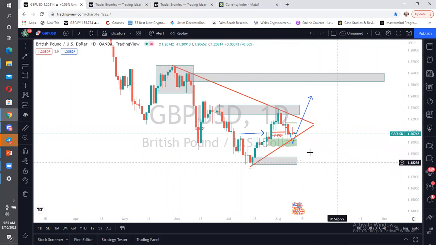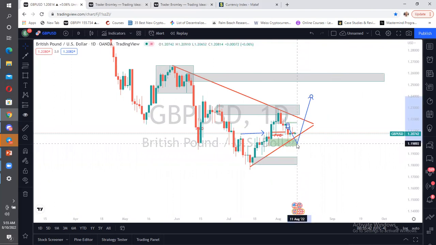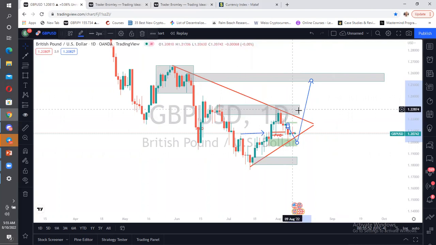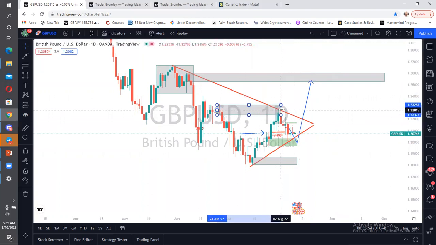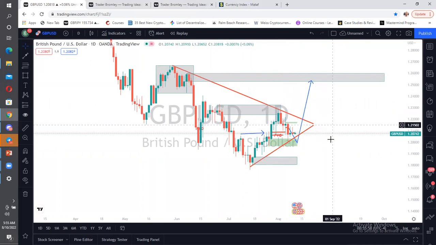for us. So I would like to see them push to the downside before going to the upside, because this one has been mitigated. This one has been mitigated. This one has not been mitigated. So this is what I want to see.